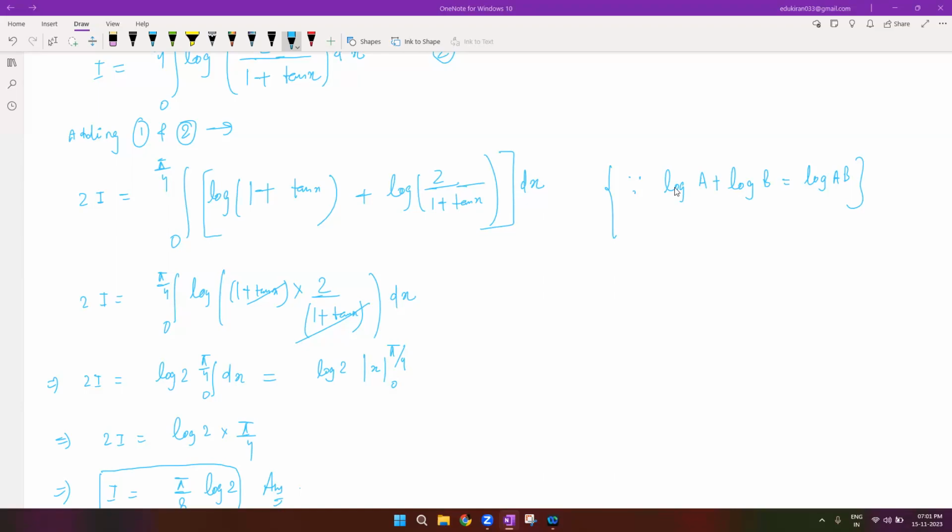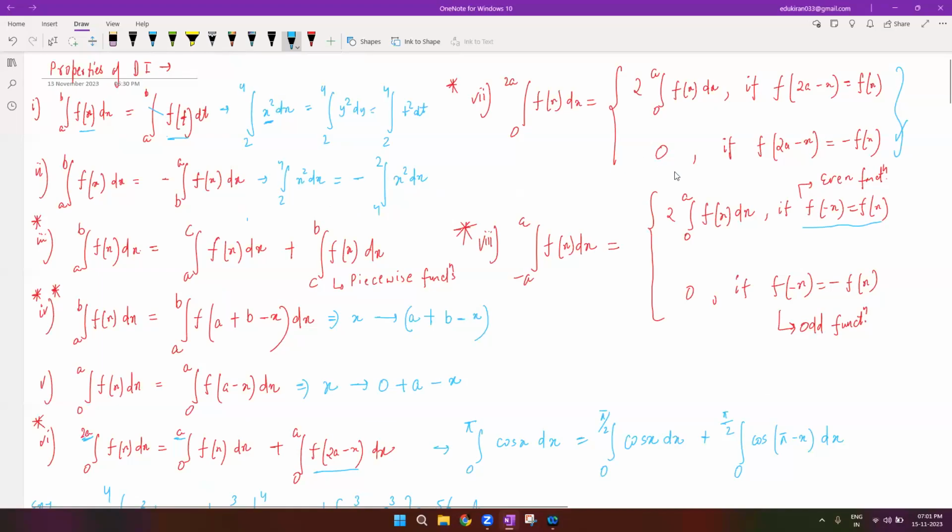These are the four most used properties: third, fourth, sixth, and eighth. So third will be used in case of piecewise. Eighth will be used when limits are minus a to a. And fourth and sixth, in most of the cases, fourth will be used. Sixth has some selective use cases. I will show you all of those use cases and also tell you how you can judge whether we had to go through this or not.